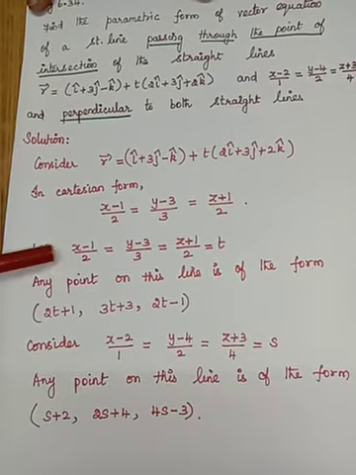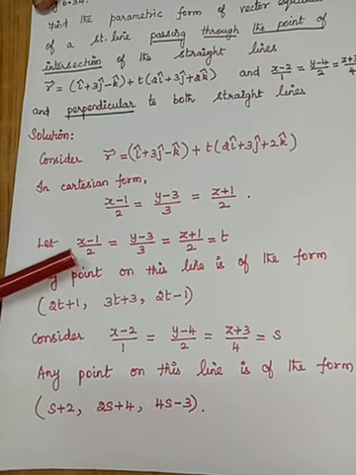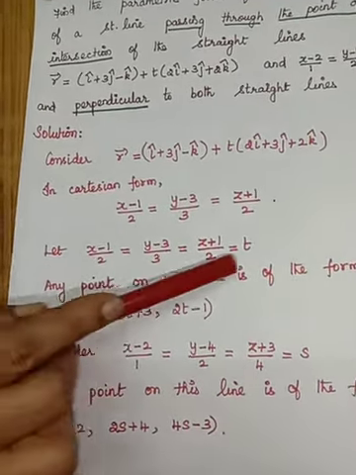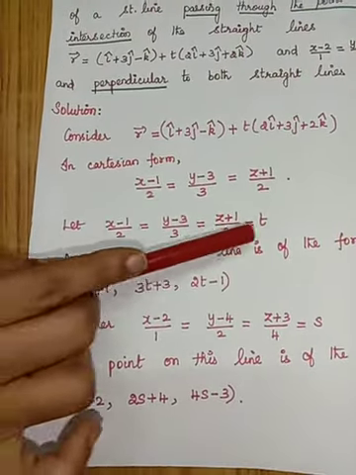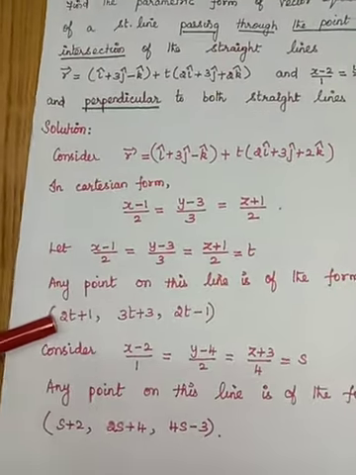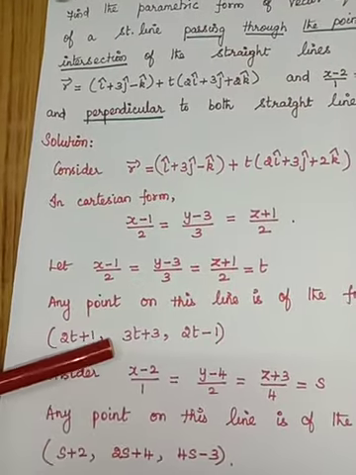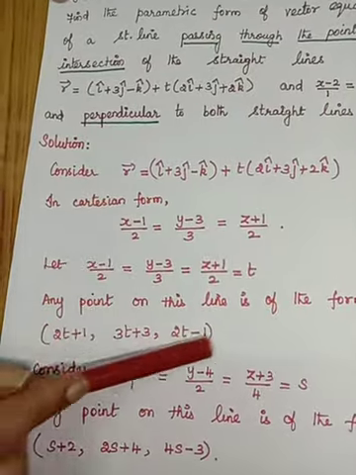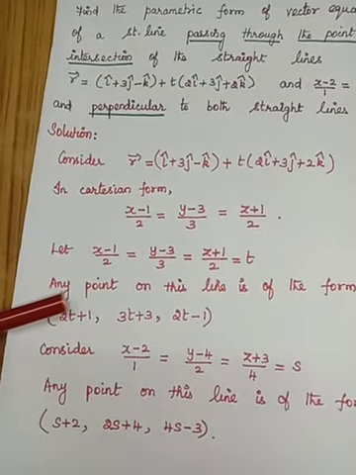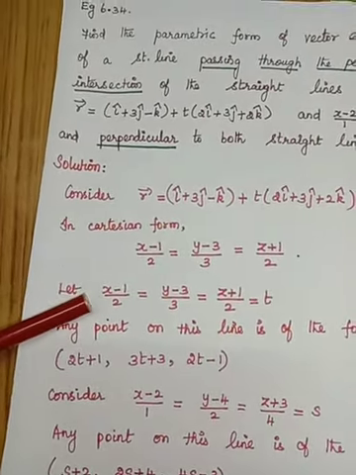So that is x, y, z we have to find. Taking the first term equal to t: x - 1 = 2t, so x = 2t + 1. In the same way, y = 3t + 3 and z = 2t - 1. So I have found the point on the first straight line.